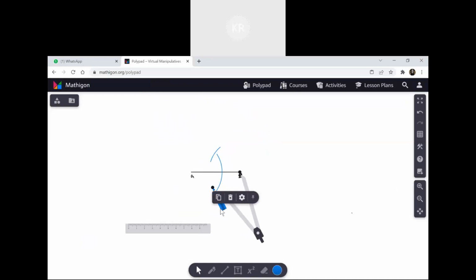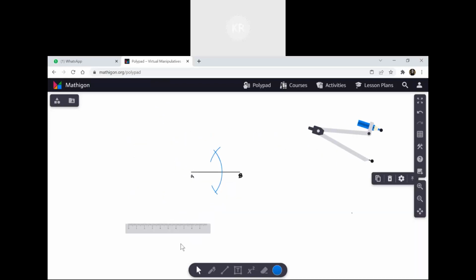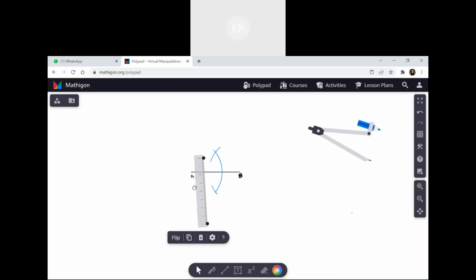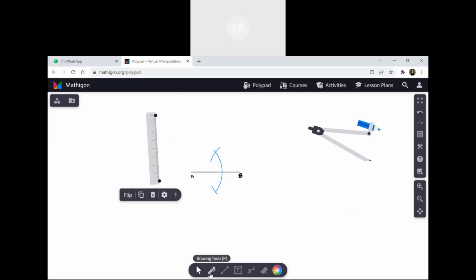Here, it is at A, not done. We will do it correctly. Now it is right. I kept it aside. Now make use of this ruler. And you name the points of intersection. CD, sir. Yes, CD. This is C, and this is D.